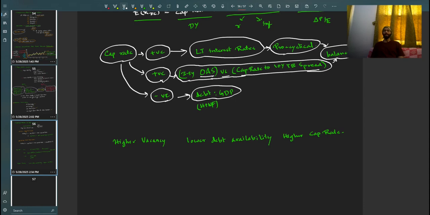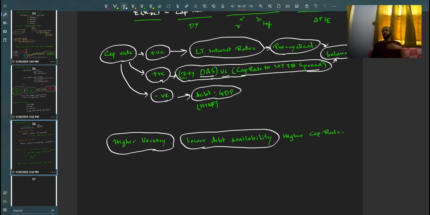Which means when there are economic uncertainties in the real estate domain, that can be seen as higher vacancy rates, right? Higher vacancy rates means the economy is going down, or at least the real estate cycle is on the declining side, and therefore debt availability for real estate is lower. Lower debt availability, with the cap rate being inversely related, means a higher cap rate. Higher vacancy leads to lower debt availability, leads to higher cap rate. So this is how cap rate is related to other financial factors.